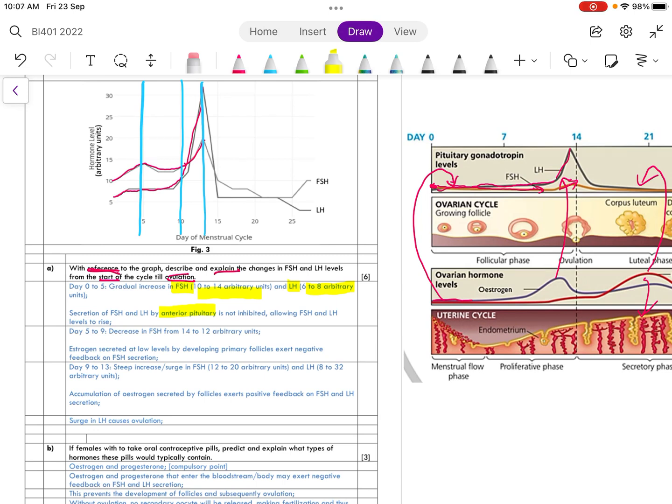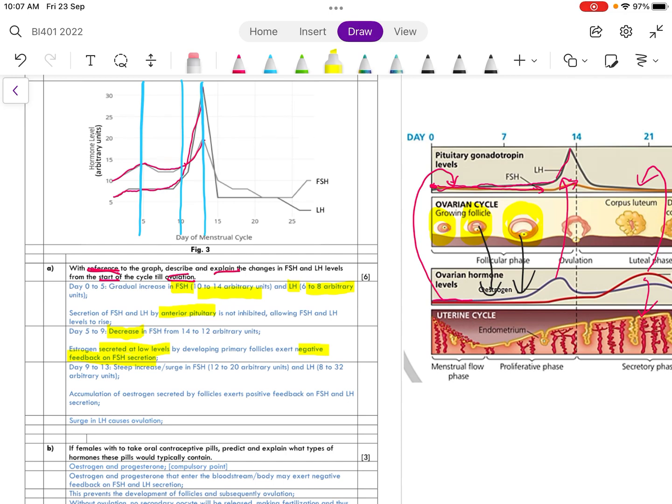However, once FSH and LH are secreted, follicles start developing, as you see on the right hand side. As the follicles develop, they will start to produce estrogen. Estrogen is very interesting because it will negatively inhibit the secretion of any more FSH or LH. So if you look at day 5 to 9, you see the FSH levels start to decrease. This happens because when estrogen is secreted at low levels, it exerts a negative feedback on the FSH secretion to keep the secretion low.